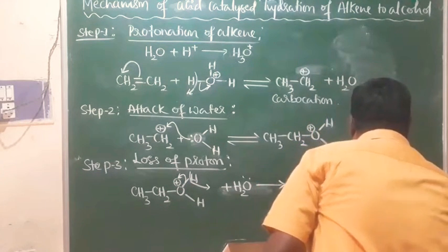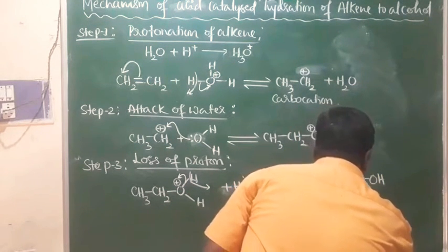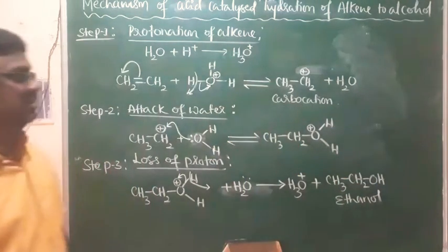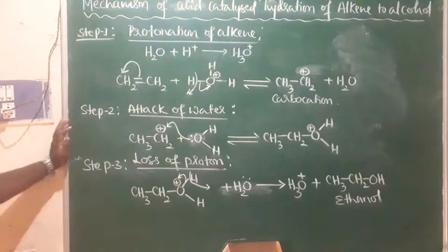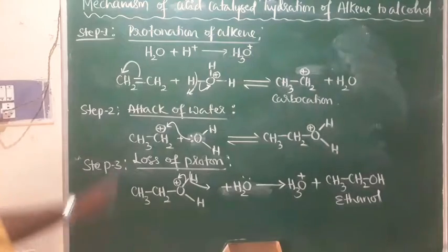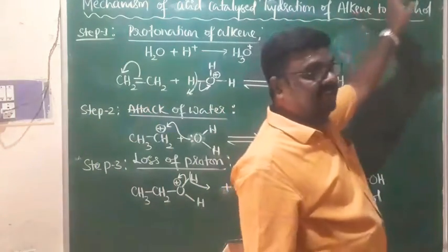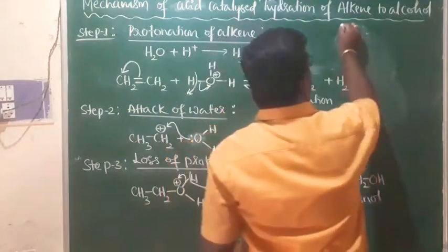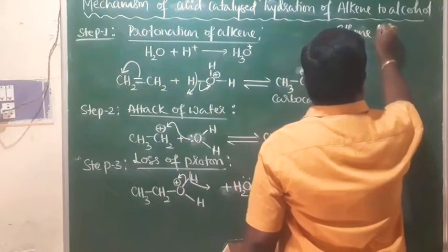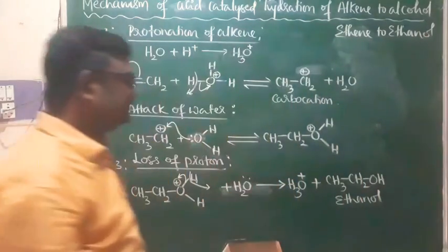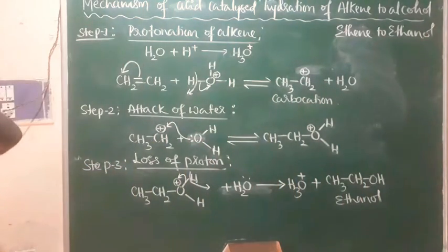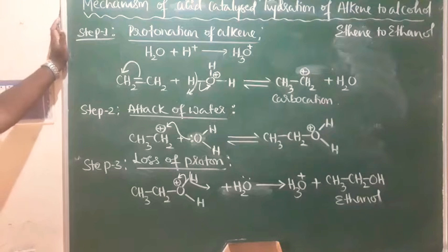And it is OH there, and that is what we call ethanol. So these are the 3 important steps that you come across in the mechanism of addition of water across the double bond, or acid catalyzed hydration of alkene to alcohol, or you can say ethene to ethanol. So this is very important from the examination point of view. This is one mechanism that you are supposed to learn.